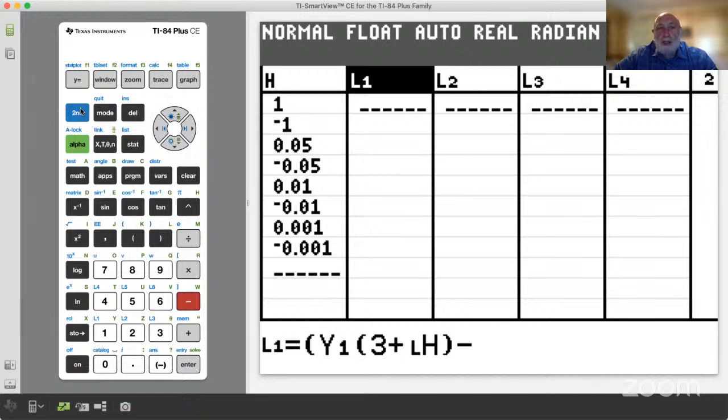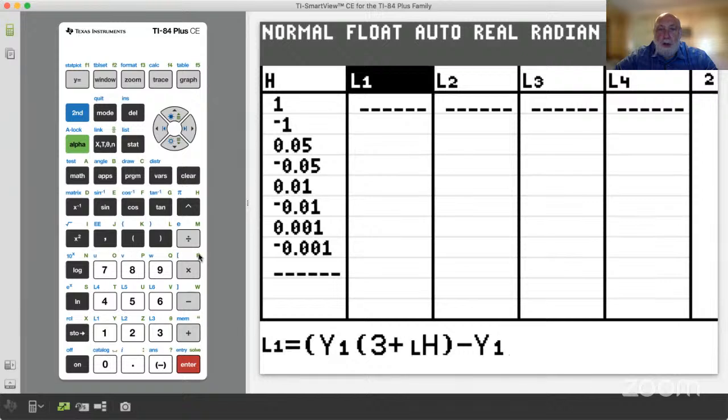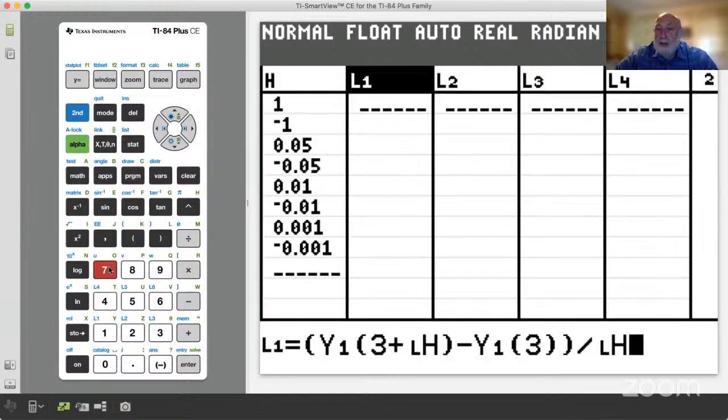Now let's do that shortcut for getting y1. So again, that's alpha trace. And there we see we've got our various y1 and y0. So I'll fill up y1, evaluate it at just 3. And then we'll close off that difference. And then we'll divide by, and again, we're going to divide by the values in the h list. So I want to make sure I refer to that list. So let me do second list. There's number 7. There we go.